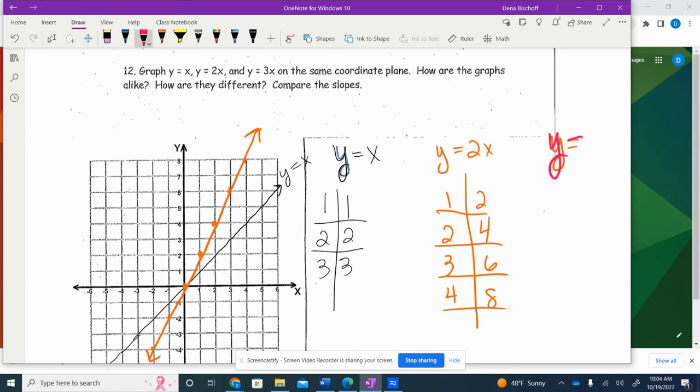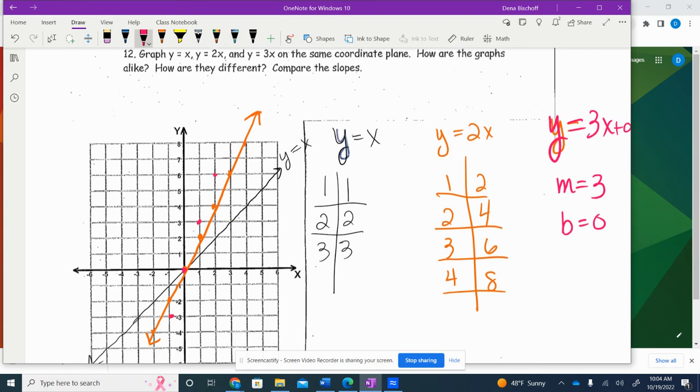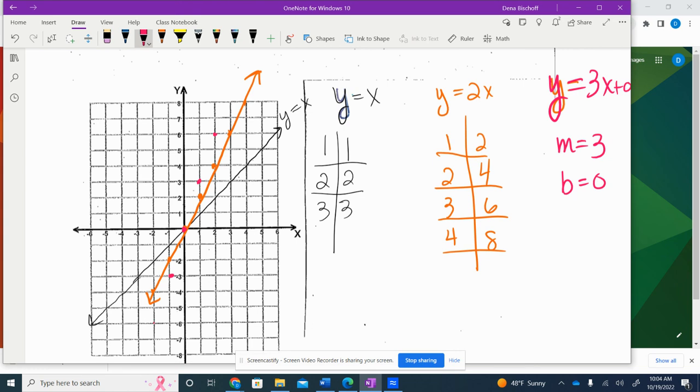My last one, my equation is 3x, meaning that it has a slope of 3. And we know that there's no y-intercept, so we're beginning at 0. Up 1, 2, 3 over 1, up 1, 2, 3 over 1, or down 1, 2, 3 to the left 1, down 1, 2, 3 to the left 1.